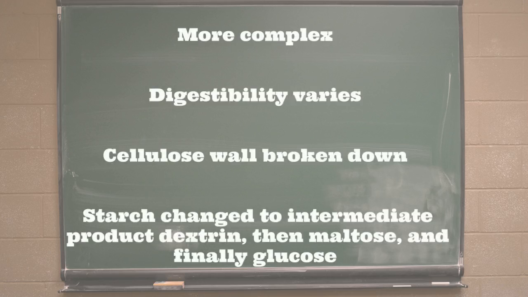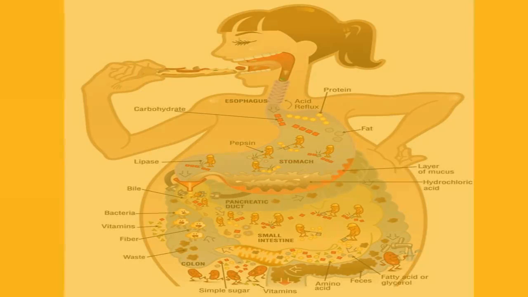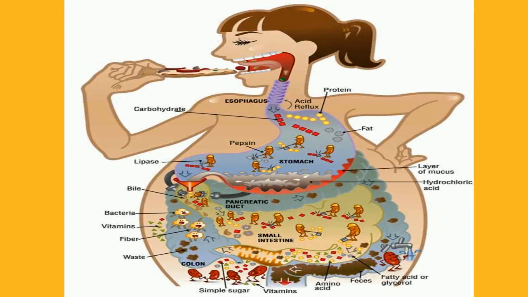The digestion and absorption of polysaccharides is a lot more complex. The digestibility does vary due to this, and the cellulose wall has to be broken down. Starches need to be changed to an intermediate product, which will finally convert to glucose. Digestion starts in the mouth, and salivary amylase begins to change that starch to dextrin.